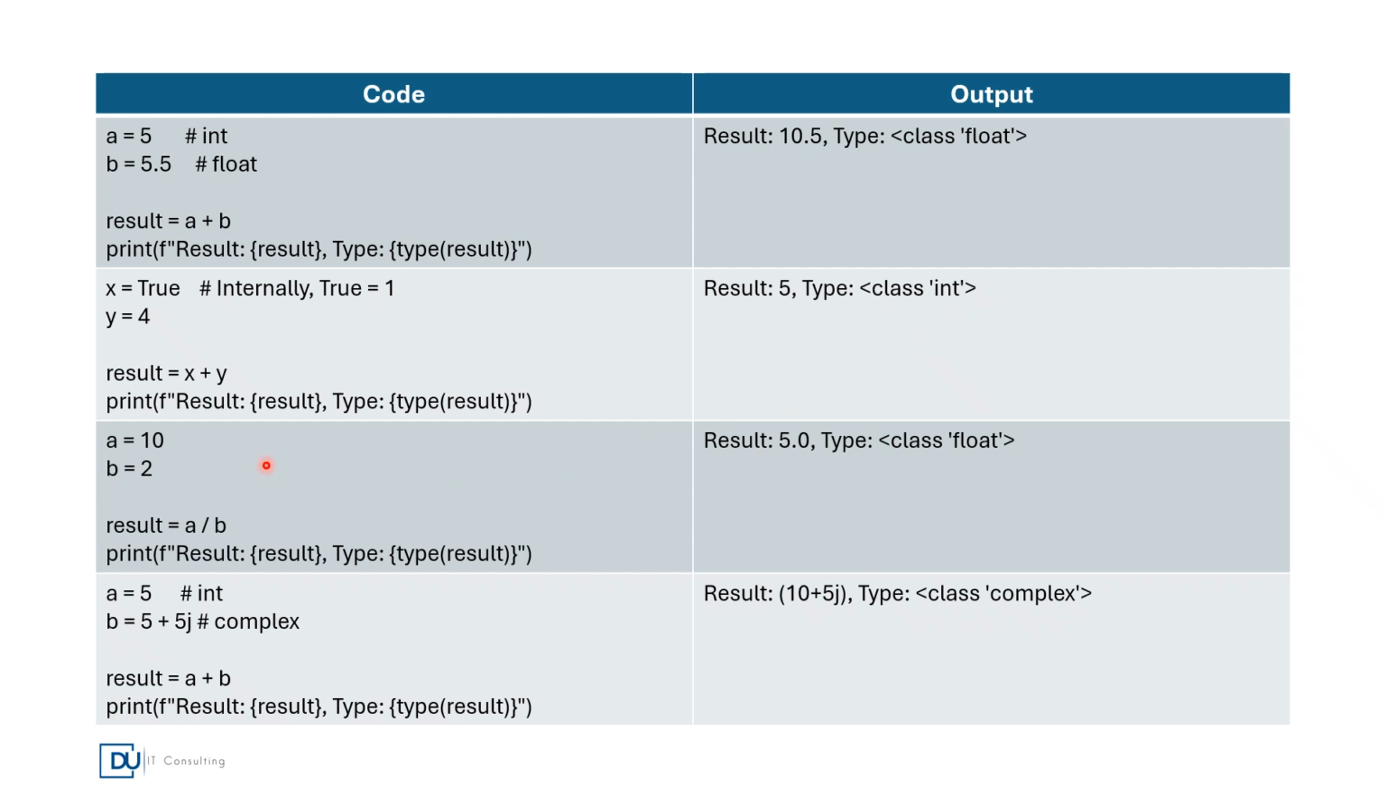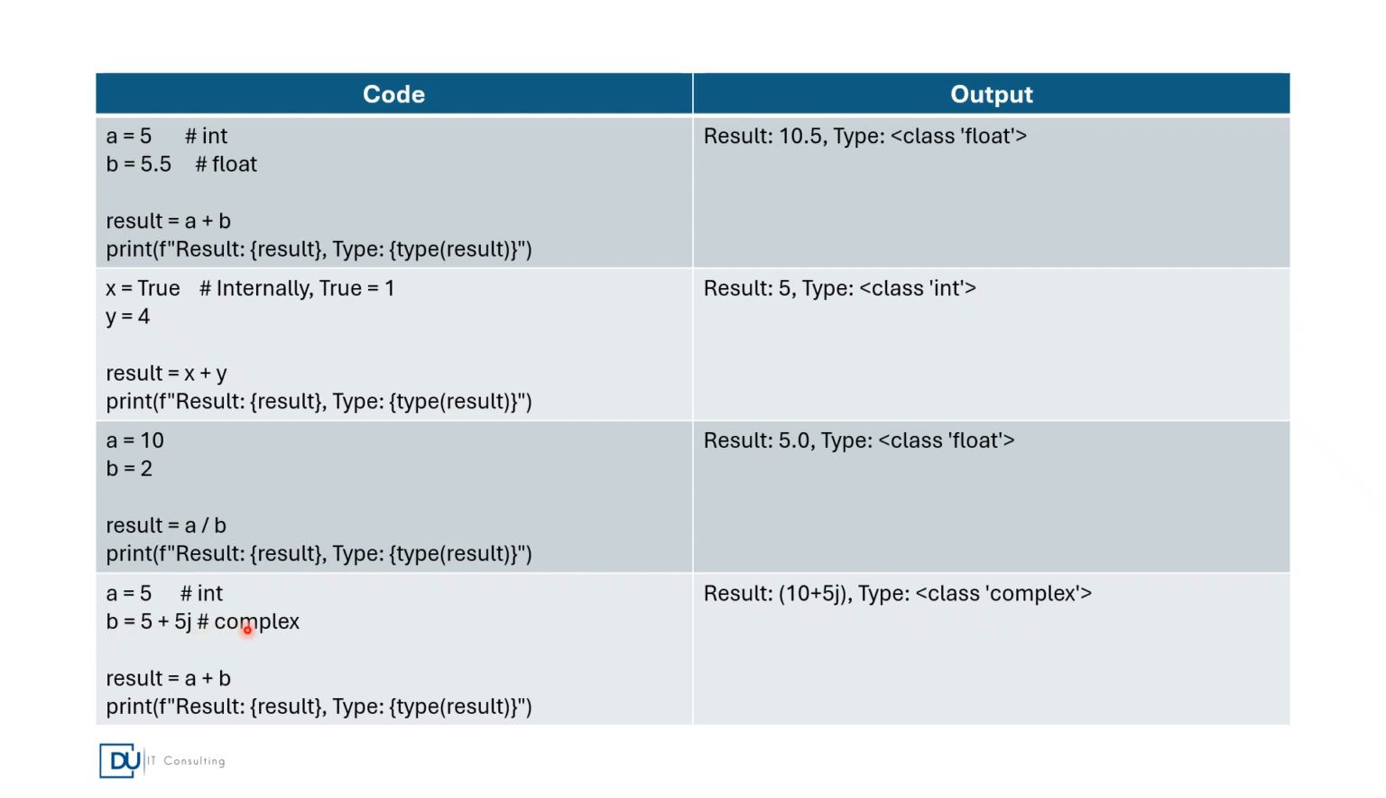Then when we try to divide two integers, result is equal to a divided by b, we get the result 5.0, which is a float type. And then we have a is equal to 5 and b is equal to 5 plus 5j, and 5 plus 5j is a complex number.